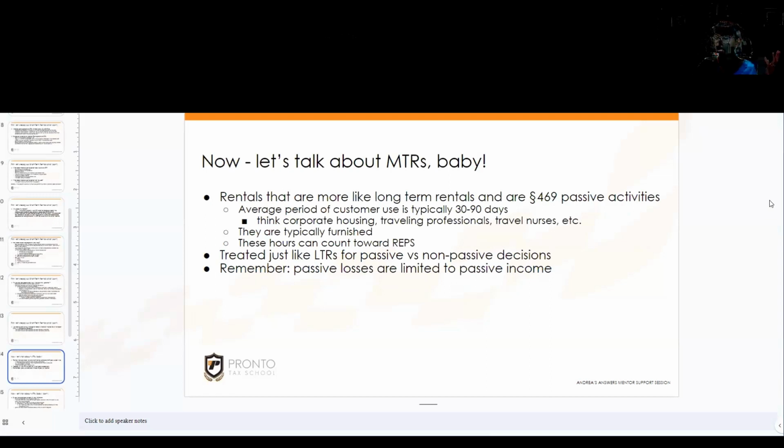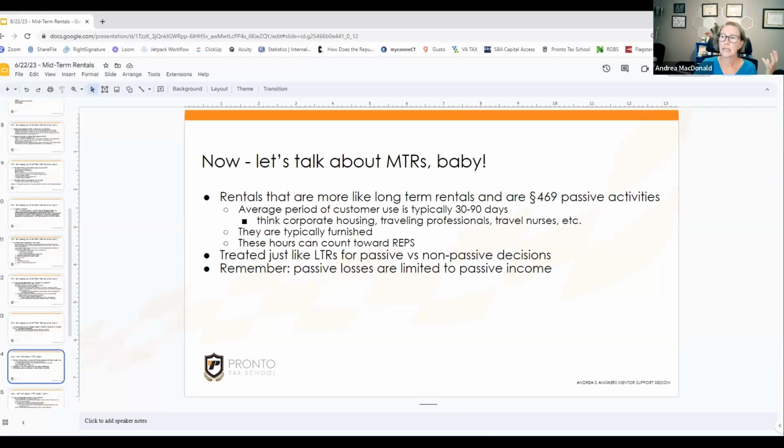Now we're going to talk about midterm rentals. This is a term that I hadn't really started hearing until just recently, but this type of rental has been in existence. They just didn't give it its own special name. So now we have LTRs, MTRs, and STRs because we love our acronyms.